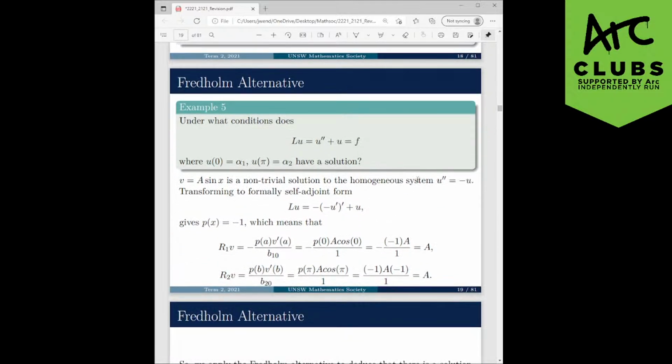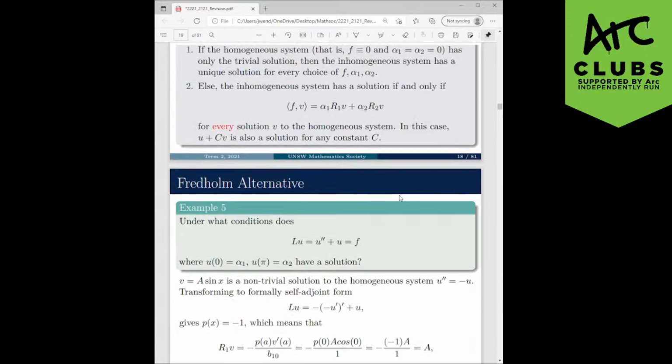And that is a lot faster than trying to get through all the usual steps it takes to get to formally self-adjoint form. So don't do more working out than you need to. So you can see from here, since p of x is negative 1, that's all you really needed before you could start subbing in to the R1v and R2v definitions.